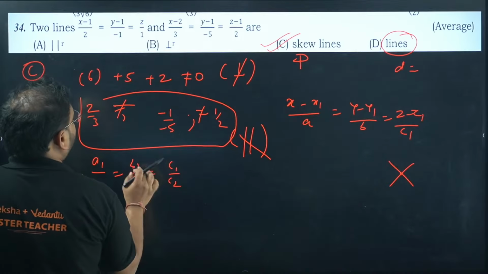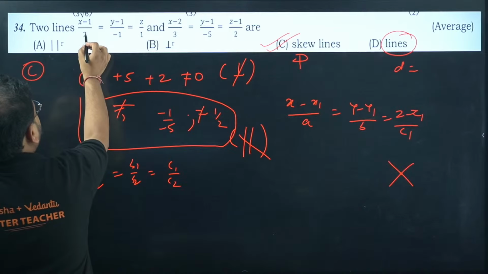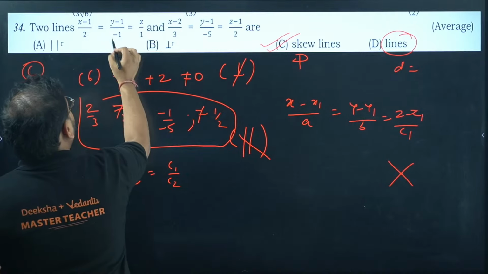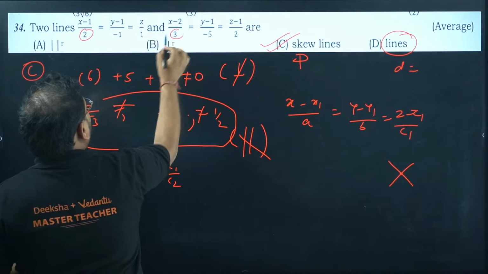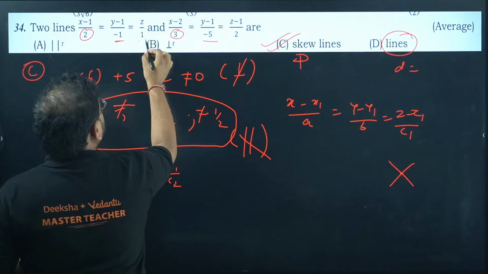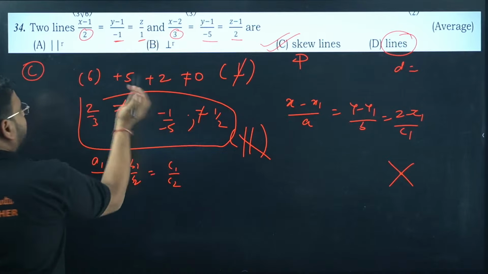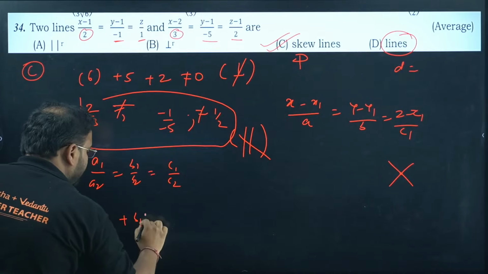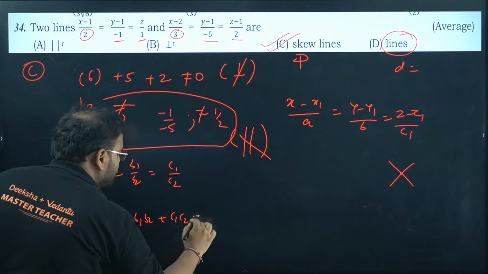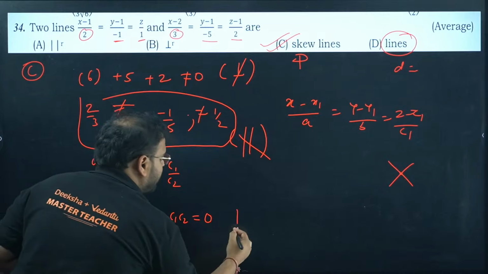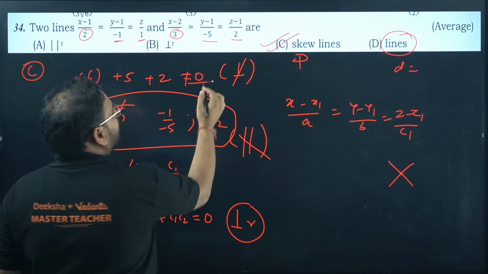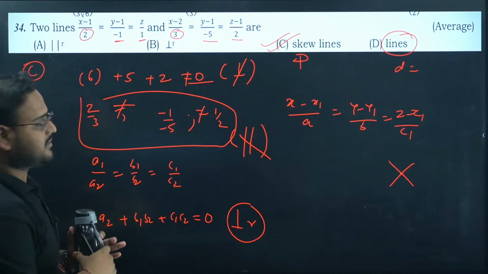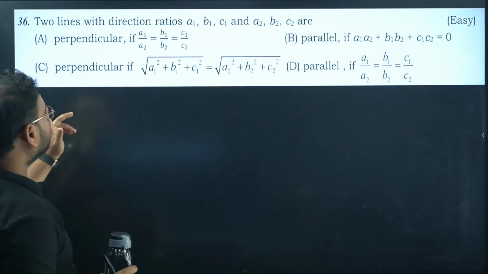Perpendicular line will be this approach. Note here the components you see: this is A1, A2, B1, B2, C1, C2. So the product A1 A2 plus B1 B2 plus C1 C2 should be equal to 0. It means perpendicular in nature, but in this case it is not 0, means non-perpendicular case. Okay, Sagar, this is clear?